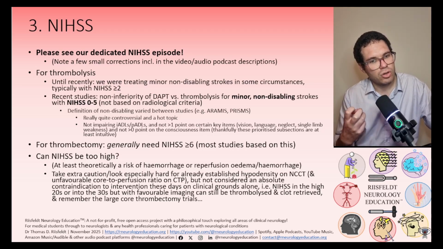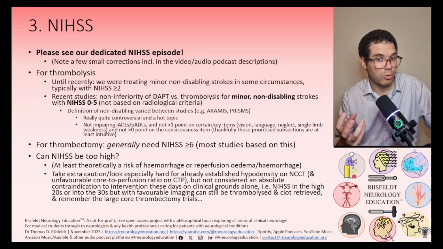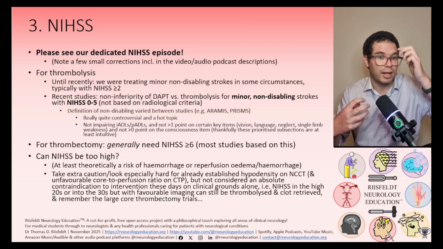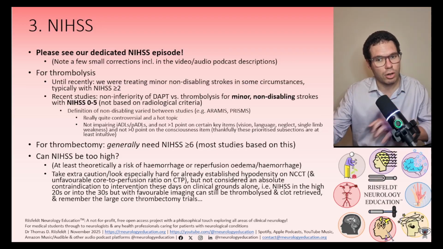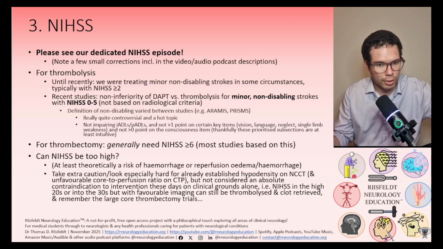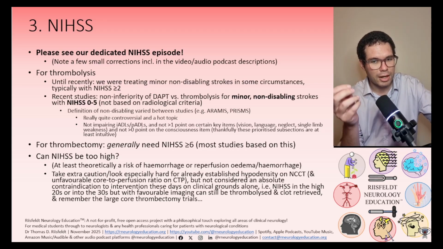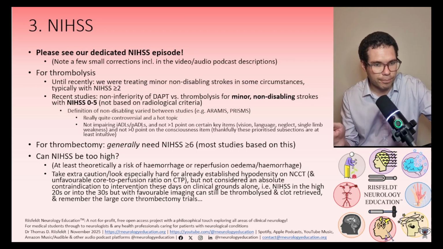Somewhat confusingly, the definition of non-disabling varied a bit between the key studies that established this body of literature. So, for instance, the ARAMIS study and the PRISMS study. It's a bit of a controversial and hot topic as to exactly what counts as a minor non-disabling stroke and what doesn't. But for all intents and purposes, you need a NIHSS of 0 to 5, and it needs to be not disabling. So it needs to be not impairing the patient's activities.